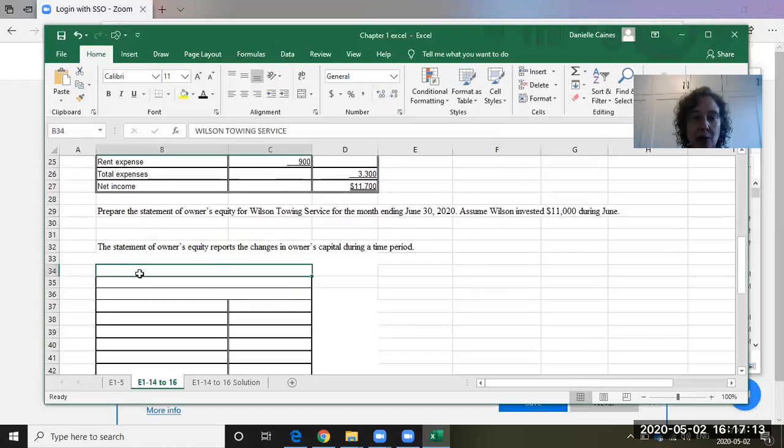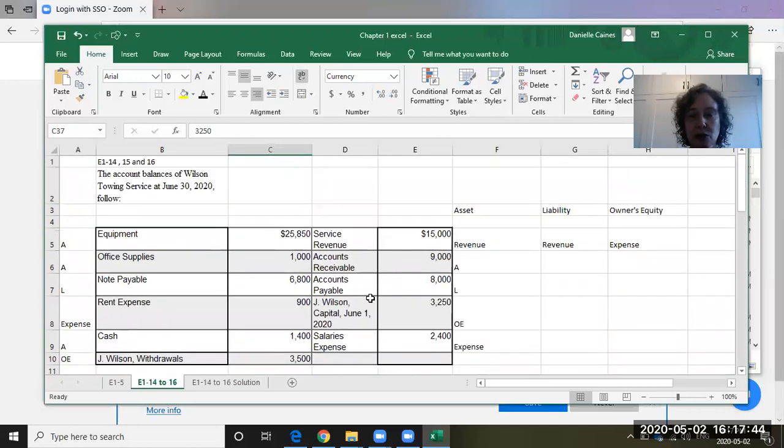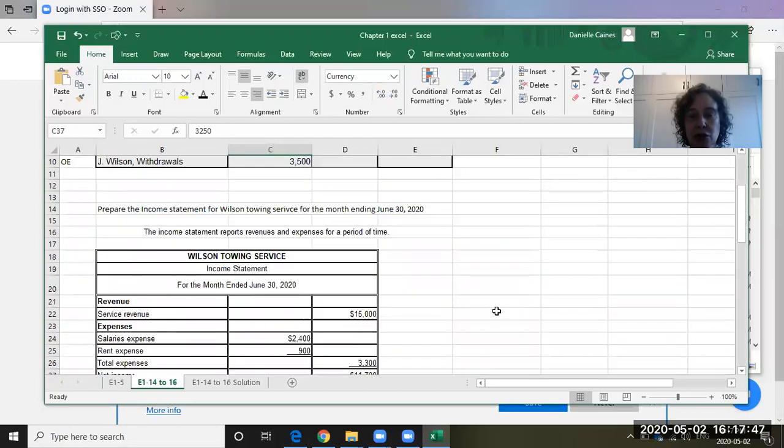So let's start off again with our three headings. It's Wilson Towing Service, again the name of the company, what statement we're producing, statement of owner's equity, and it's for the month ending June 30th, 2020. So it's telling us that we're going to show how owner's equity changed from June 1st to June 30th. If we look here, Wilson Capital at the beginning of the month was $3,250. That's what they told us here.